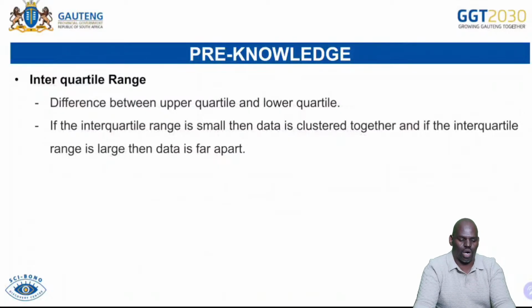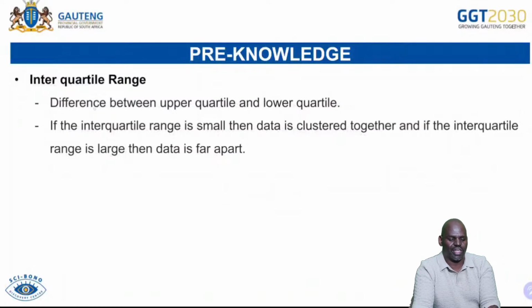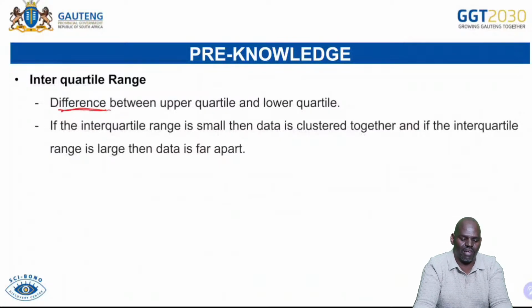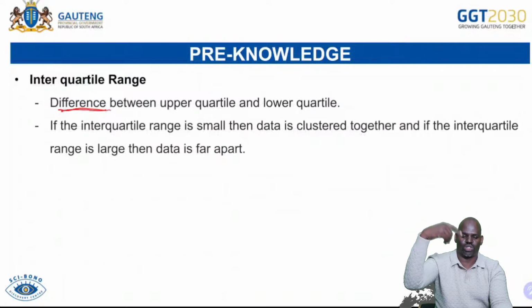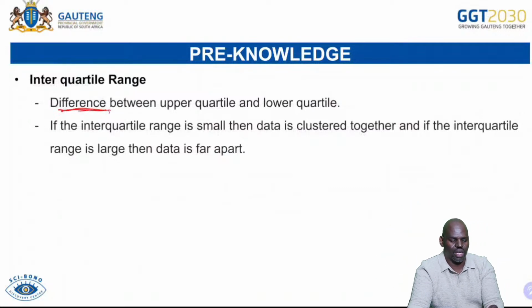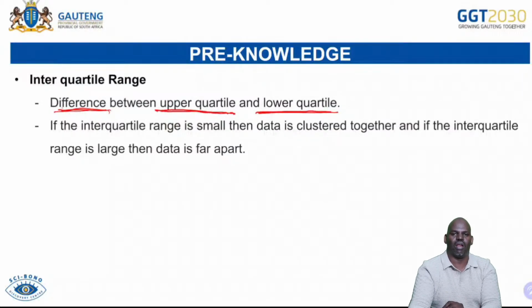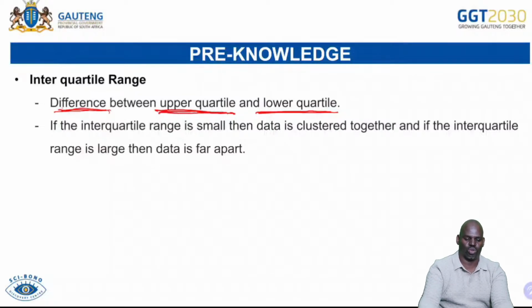Okay, then of course interquartile range. Interquartile range is the difference. In maths, if you have to determine a difference, it means you take the bigger value and subtract the smaller value. So in this case, it's the difference between the upper quartile and lower quartile, the difference between the 75th percentile and 25th percentile, or the difference between quartile 3 and quartile 1. So it's very, very important to know that.